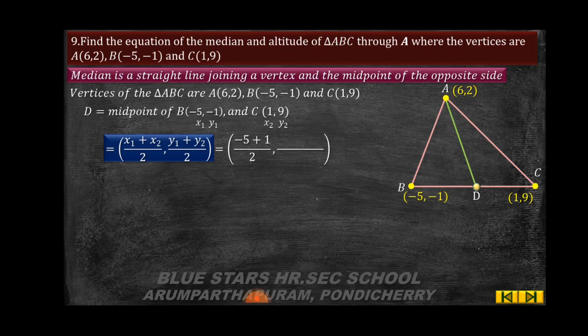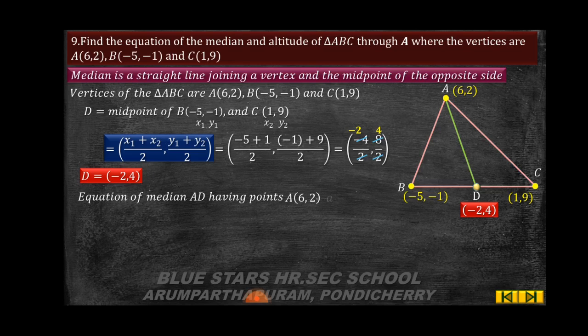The value of x1 is -5, plus 1, divided by 2, and -1 plus 9 divided by 2, which is equal to -4 by 2, 8 divided by 2. After simplification, -4 by 2 is -2 and 8 divided by 2 is 4. So the D coordinate is (-2, 4). So now we have found the coordinate of D.